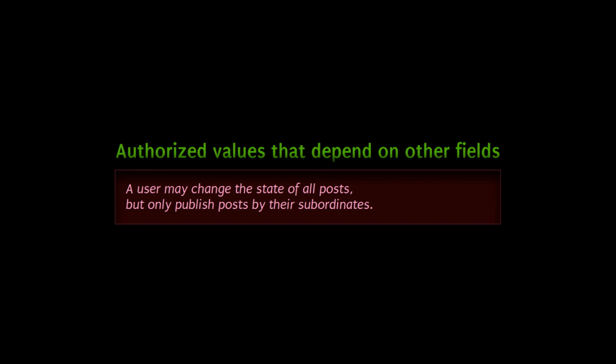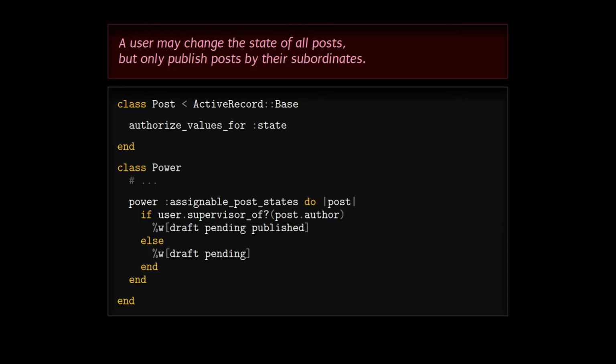Okay, and this is the last building block that I'm going to talk about. This is authorized values that depend on the value of other fields. So for example, a user may change the state of all posts, but only published posts by subordinates. So, okay, there's a lot going on. And again, we can just break it down to sets of accessible things. So if we look at this power assignable post states, I must make sure that I will allow the value of published only when the author is a subordinate of the user that is looking at my page.